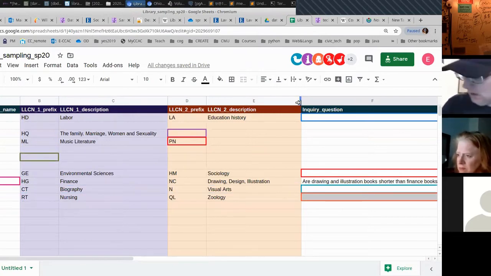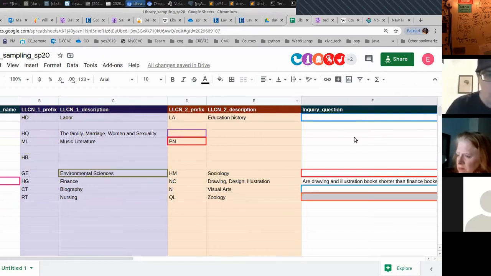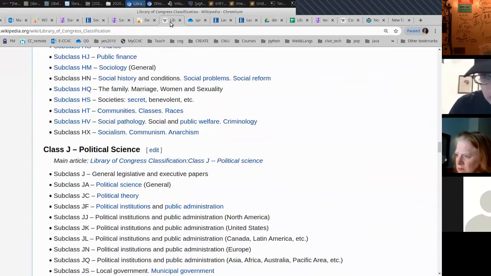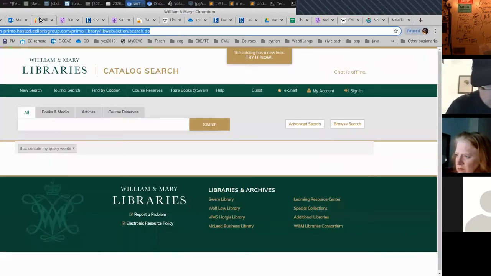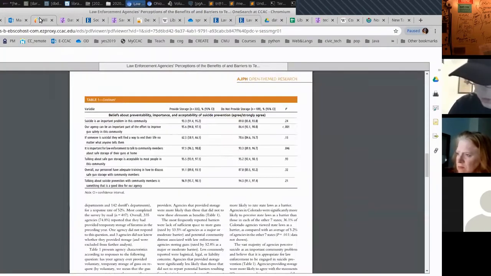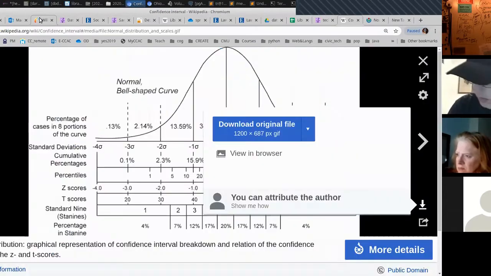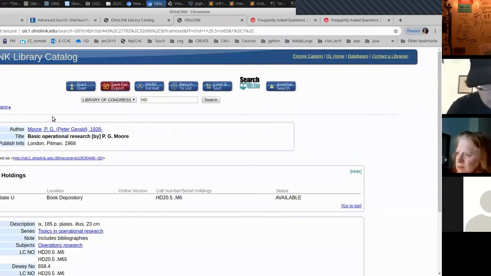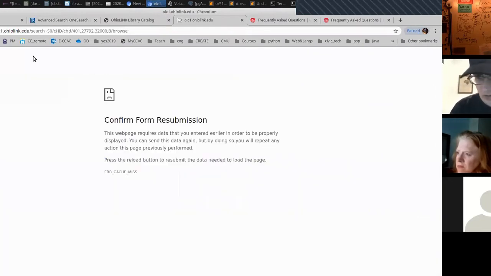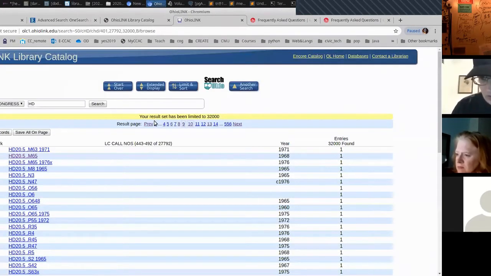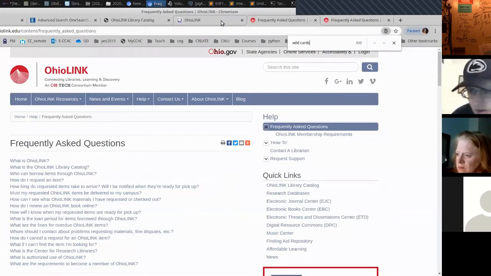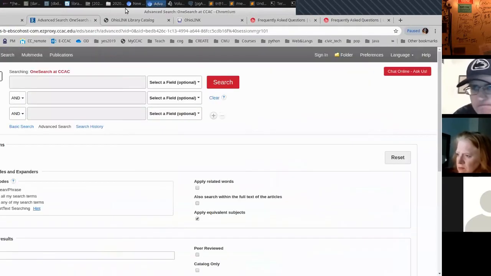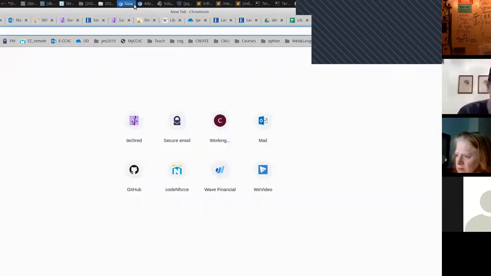Unfortunately, since we don't have physical books, we can't do the quality ratings. We'll probably have access to pages and year. I'll pull up the sample I got from... where'd you go? As long as you have a prefix, we can move on. I'll have you do a little bit of practice sampling first so you can see what's available. So don't worry about arriving at an inquiry question.